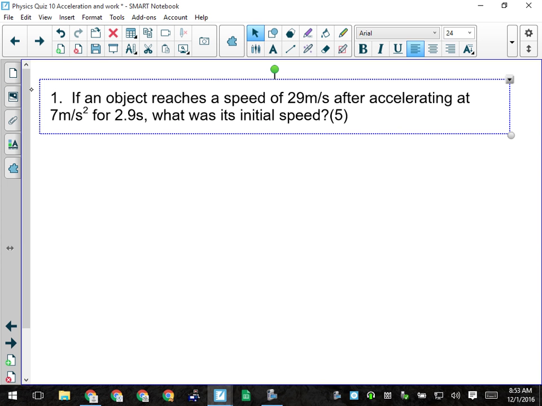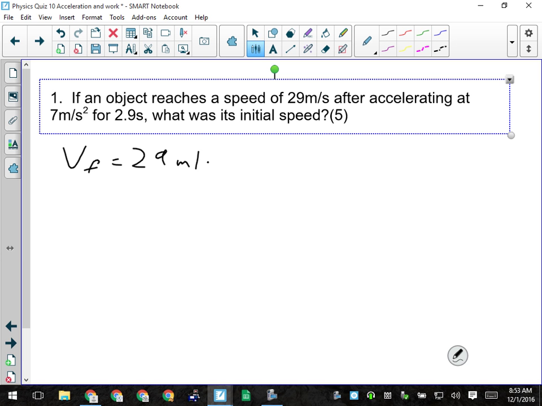So I've got an object that reaches a speed of 29 meters per second. So VF is 29 meters per second, after accelerating at 7 meters per second for 2.9 seconds. Did this question look at all familiar to anybody? Good, it should have because you've done it before. Sometimes I get lazy and do that.